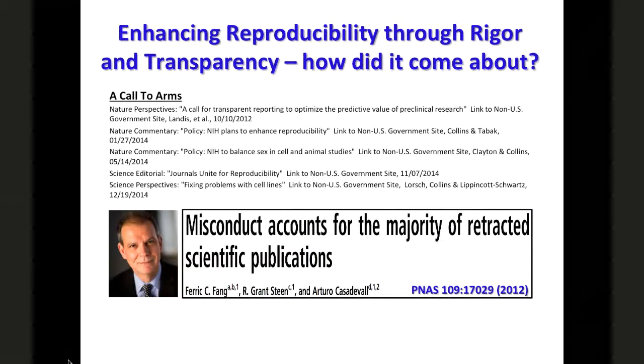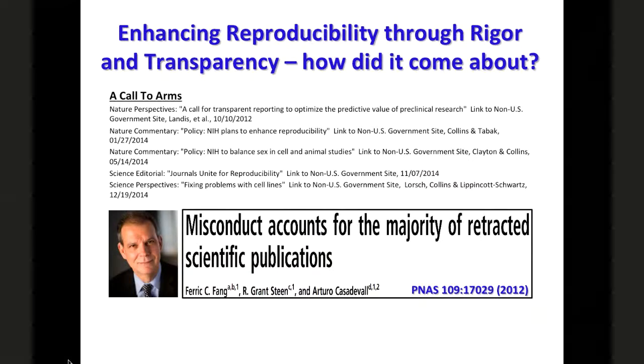So Arturo has been tracking retractions for quite a few years now. He's got 8 or 10 publications along with Ferric Fang, looking at retraction index and what some of the characteristics of those are, and things like that. And so they wrote this paper in 2012. And then, like I said, I call it a call to arms.